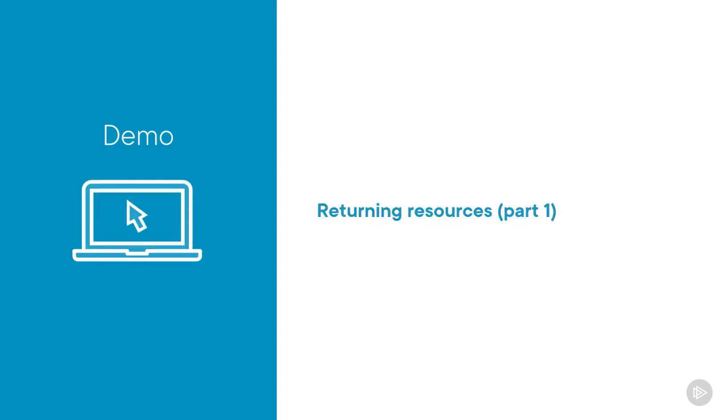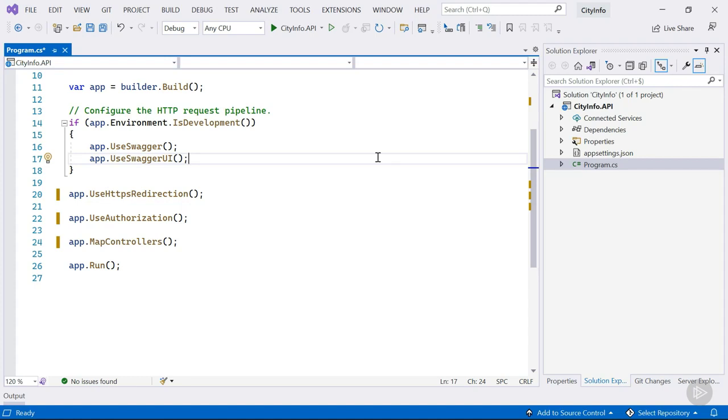We're building a city info API, so a cities controller is a good controller to start with. We want to add the controllers to a controllers folder, so that's automatically reflected in the namespace. But because I previously deleted the weather forecast controller, the controllers folder no longer shows up because it's empty.